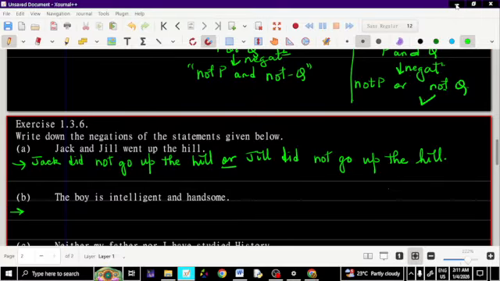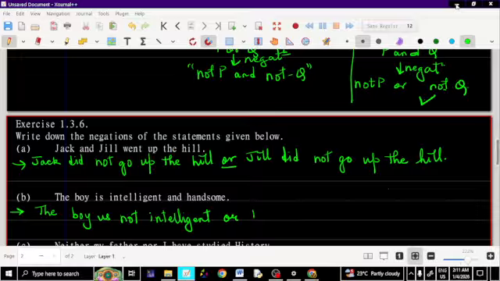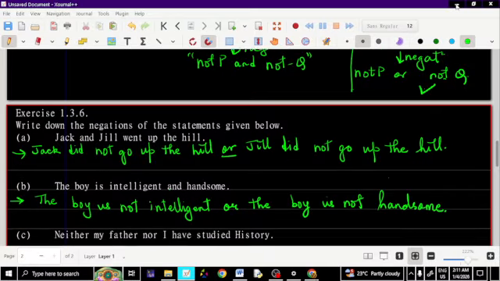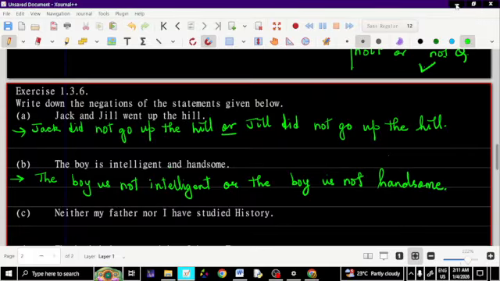Second one, the boy is intelligent and handsome. So again, it is of the same type. The boy is intelligent and the boy is handsome. So its negation will be what? The boy is not intelligent. At least one of the properties should fail. Or the boy is not handsome. Right? So at least one of them should fail. So that's the negation. Moving on to the third one.